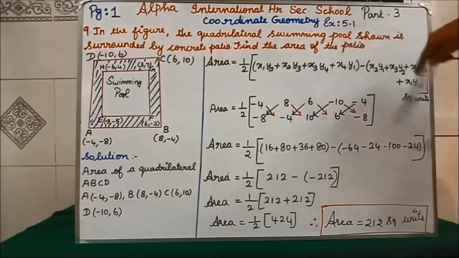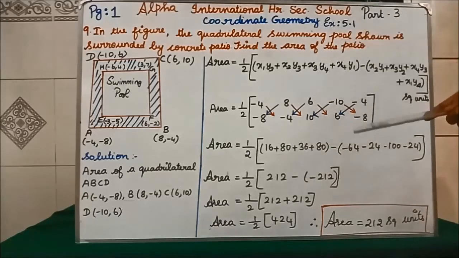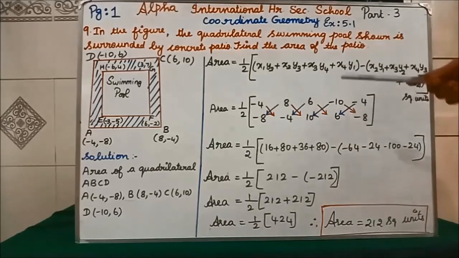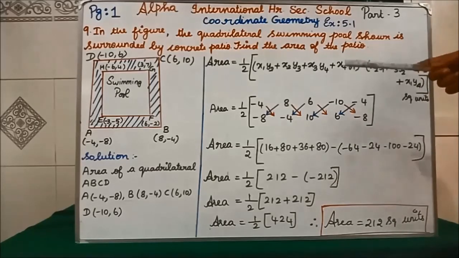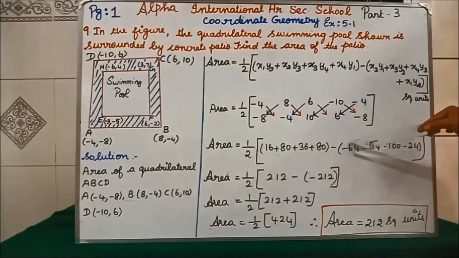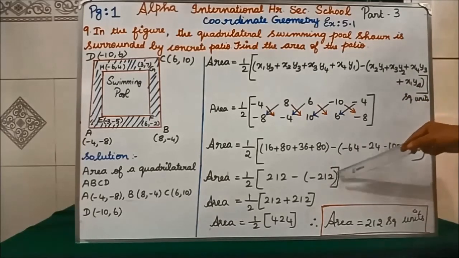Red marker, the red arrow mark you see. 4 4s are 16, 8 10s are 80, 6 6s are 36, 10 8s are 80. Minus 8 8s are 64, 6 4s are 24, 10 10s are 100, 6 4s are 24. Now add those values, you will be getting 212. Similarly, if you are adding this side, we are getting minus 212.